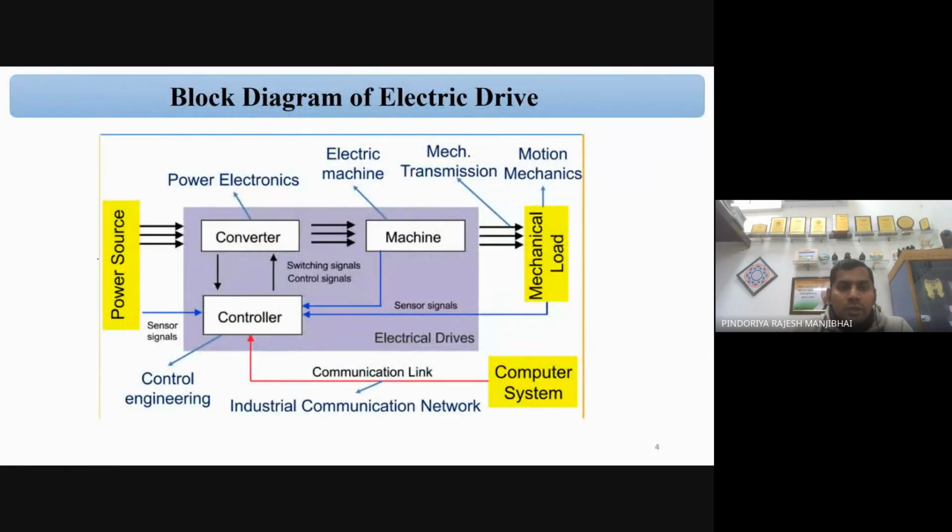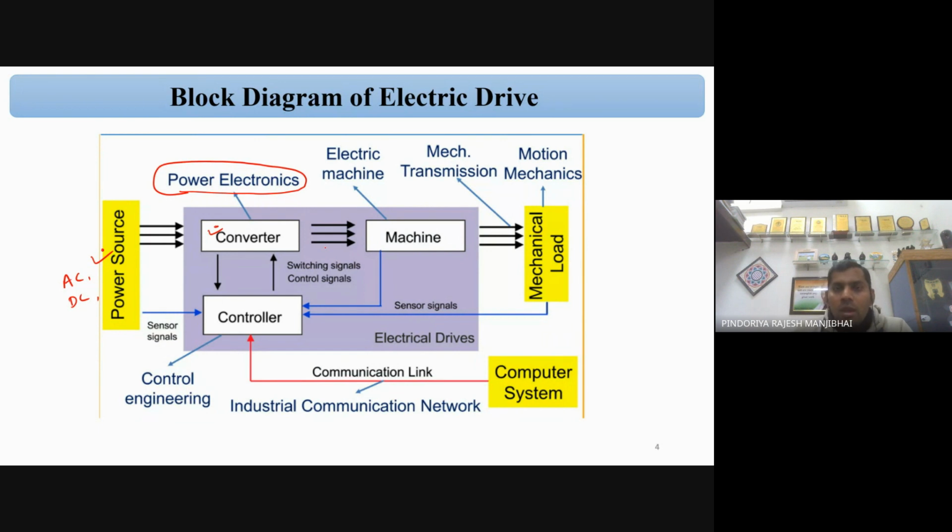Starting with the power source, that may be AC or DC, so alternating current or direct current. From the power source, we have a converter. The converter is nothing but a power electronics converter, and that is the heart of the drive.